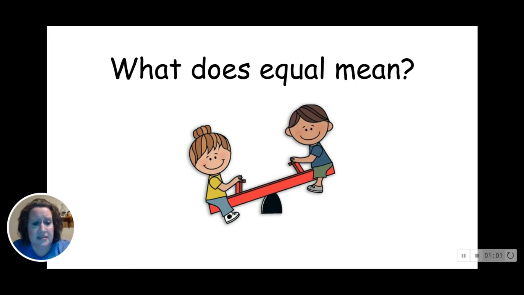It's going to be even, equal. But what happens, like right here, when you have one kid that weighs more than the other kid? Well, the heavy side goes down, right? Then it's not equal. That's not showing an equal weight, is it? One side is heavier than the other side. We want them to be balanced, especially when we're talking about math. We want both sides of the equal sign to have the same value. That way we can prove they're equal.